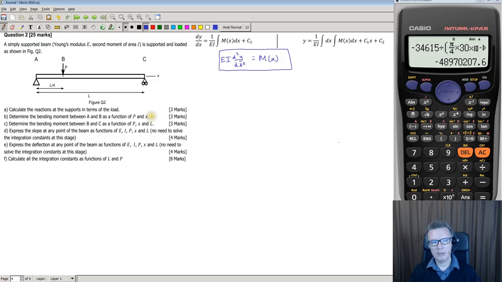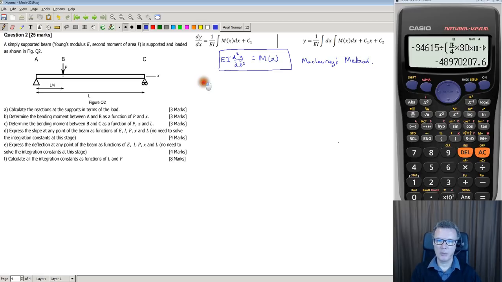So for parts B and C, it's saying determine the bending moment between those sections. So what I'm going to do is use Macaulay's method, and I'm going to tell the exam marker that that's what I'm doing there. Okay, so let's make a start.